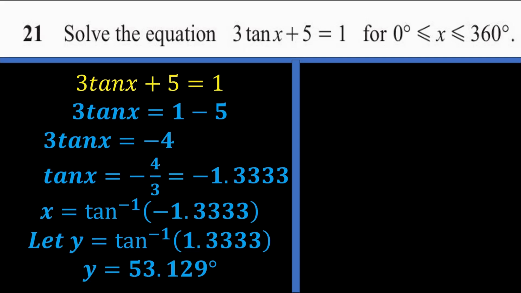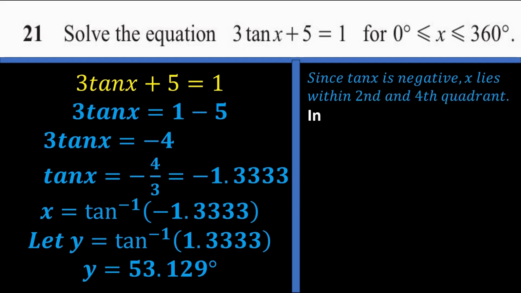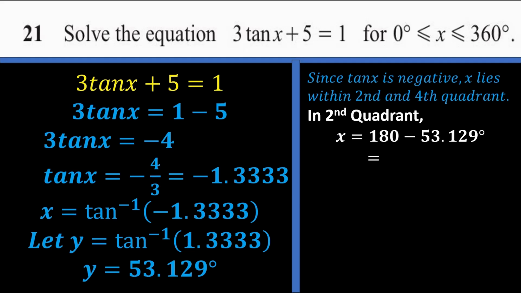So with this, we will move on. We bear in mind that where tan is negative is the second quadrant and the fourth quadrant. And in the second quadrant, what do we do there? In the second quadrant, the condition is 180 minus the acute angle. And in the fourth quadrant, it's going to be 360 minus the acute angle. So we say since tan s is negative, s lies within the second and fourth quadrant.